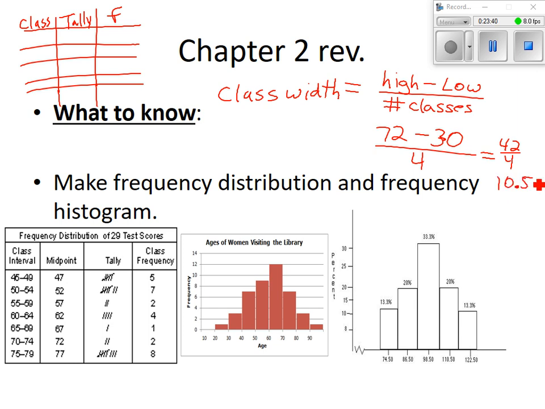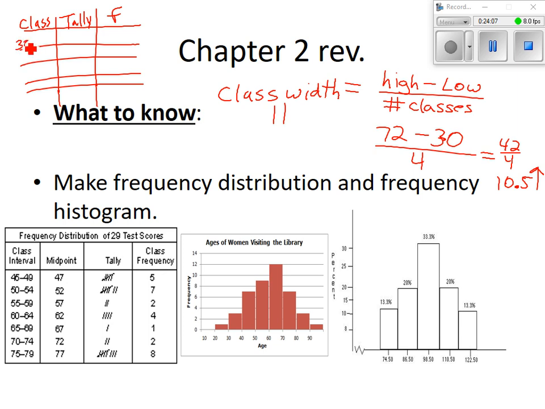10.5. What do we do with that? We round it. Always round it up. 11. So the class width is going to be 11. When we start our classes over here, watch closely on this, because if I put this on there, it'd be just like that quiz, and this one problem would probably be worth like 20 points. So what number do we start with? 30. We start with the lowest number.